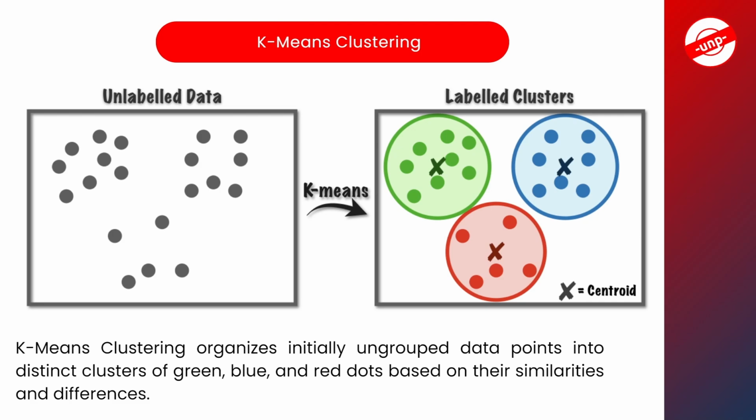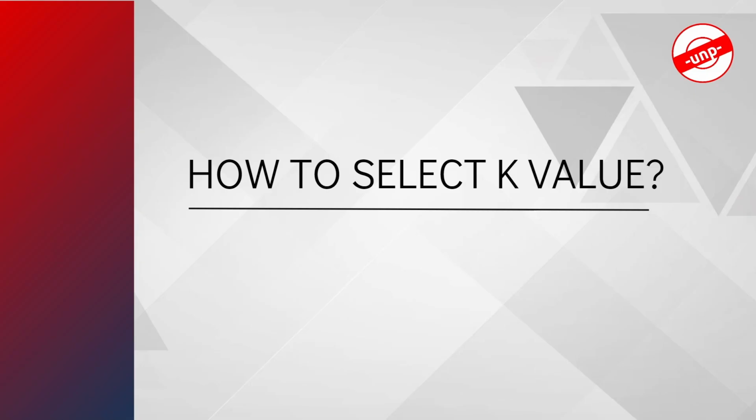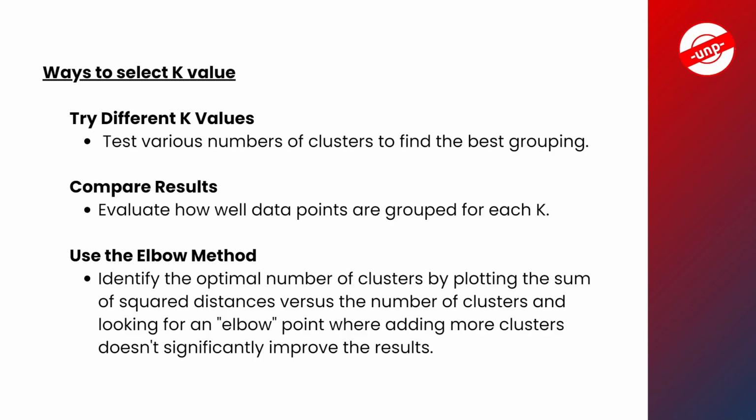This way, K-means clustering helps organize the initially ungrouped data into meaningful groups. Now, let me tell you in detail about how to select the K value in K-means clustering. Here are three methods to help select the optimal K value for K-means clustering.